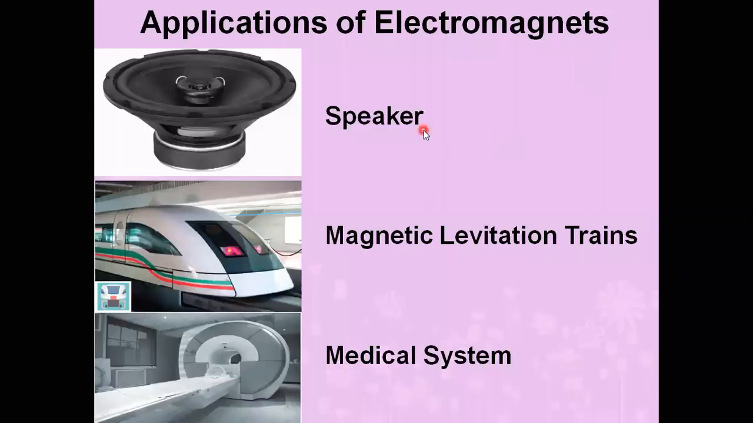So the next one, we have learned about applications of electromagnets. All of you know that magnets induce magnetic field lines and produce current. So what are the uses of electromagnets?